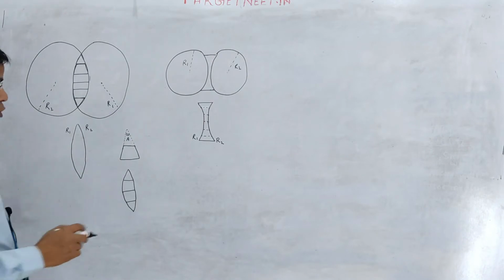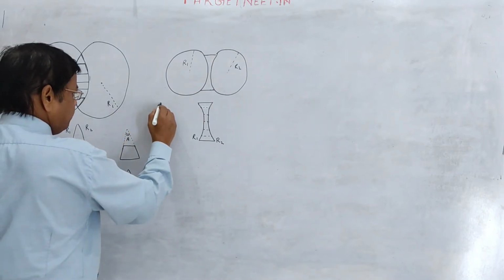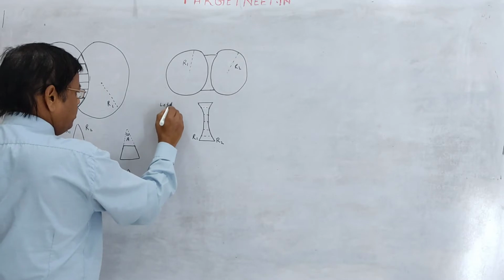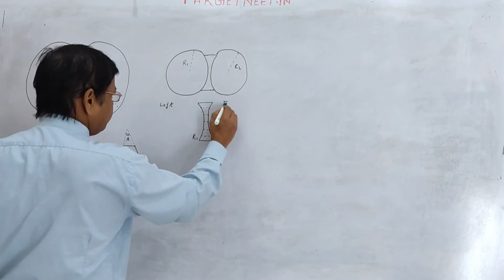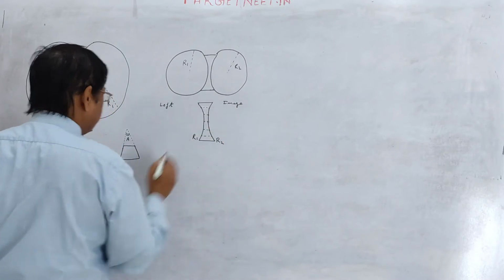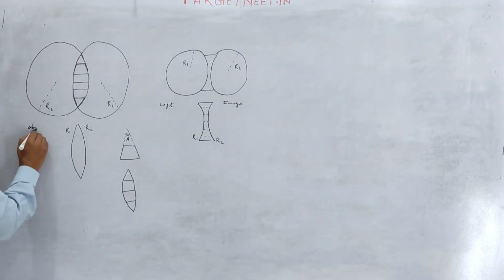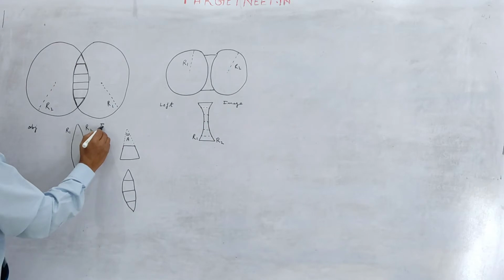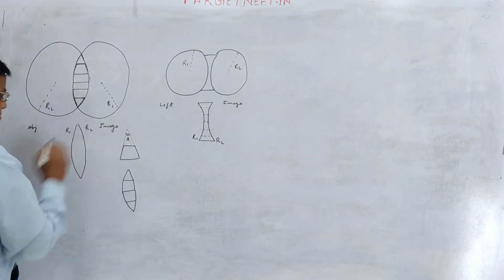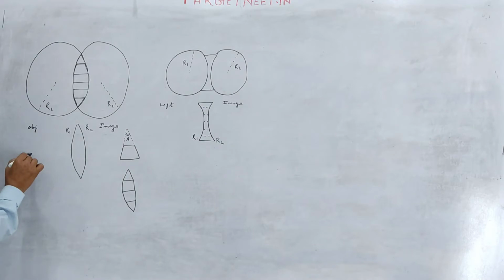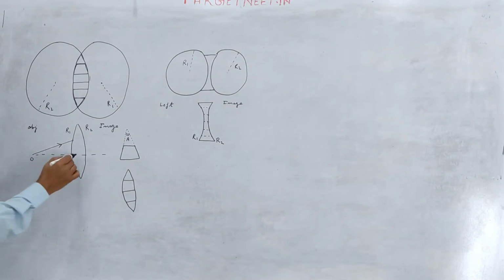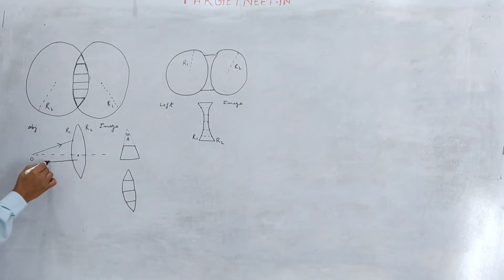Now generally we take the object on the left side, this side. Generally we take the object on this side, image on this side. Generally we take it like this. So the incident ray will be like this, and distance is measured from the center. This is called the optical center. So if you have to measure object distance, you have to go like this.